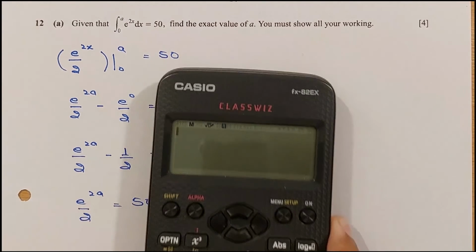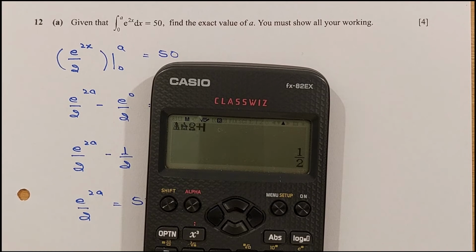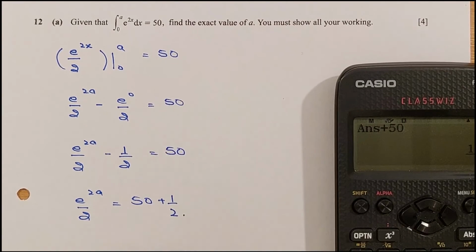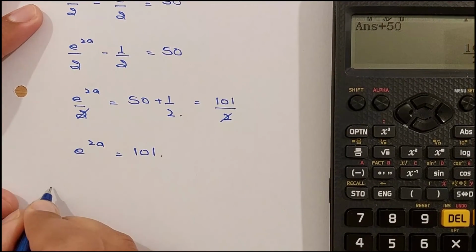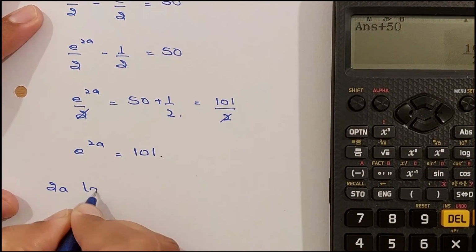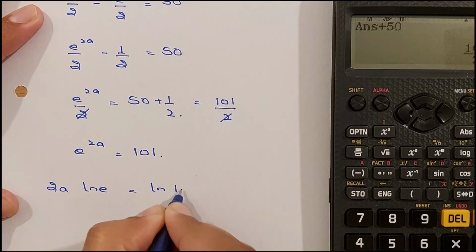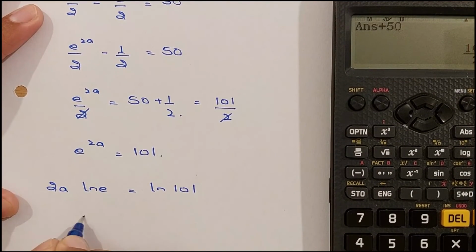So we can do 1/2 plus 50. This is 101/2. We can cancel the 2. So e^(2a) equals 101. Let me take natural log on both sides. So 2a ln e equals ln 101. Natural log of e is just 1. So 2a equals ln 101, and the value of a equals 1/2 ln 101.